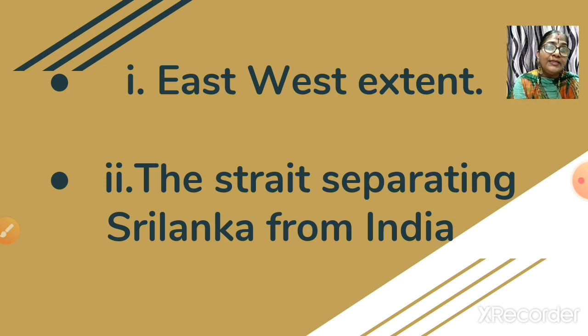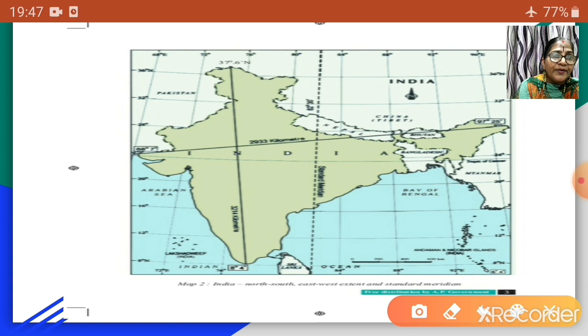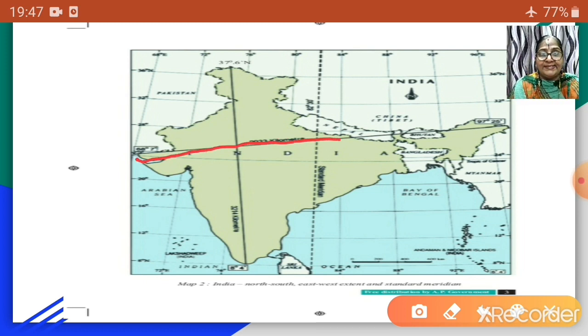Now let's see the map of India. Yes, here is the map. Now it is already done for you over here. Just see, it is already done for you. There's a line drawn from the extreme east to west.